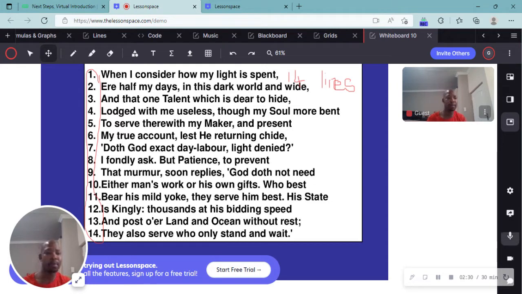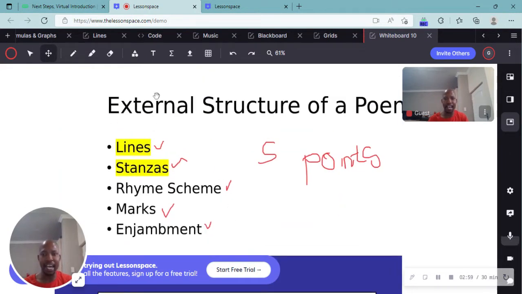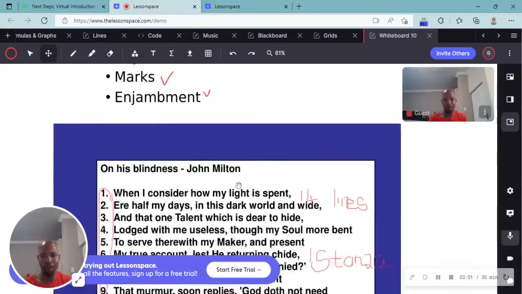And there are poems that only have one stanza, just like this one. It only has one stanza, of course, because this is a sonnet. So in this poem, we only have one stanza. So we have now worked out the number of lines in the poem and the number of stanzas in the poem. So we have done at least 2 parts in analyzing the external structure of the poem.